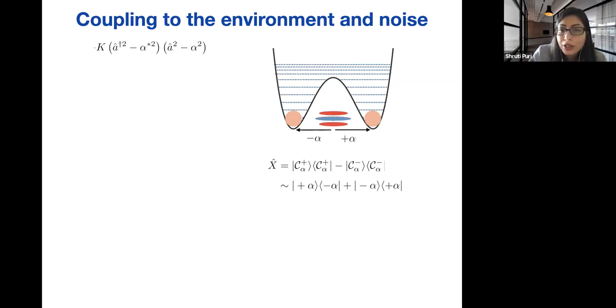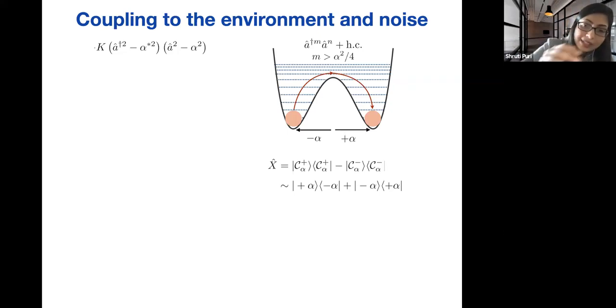Now, for an X type of error, you have to go from minus alpha to plus alpha or plus alpha to minus alpha. How can you do it? Well, you cannot tunnel under the barrier. Tunneling under the barrier is exponentially suppressed. The other thing you can do is hop over the barrier. But in order to hop over the barrier, you need very high order coupling, which is also suppressed. So you see that an X error is going to be very, very difficult to do.